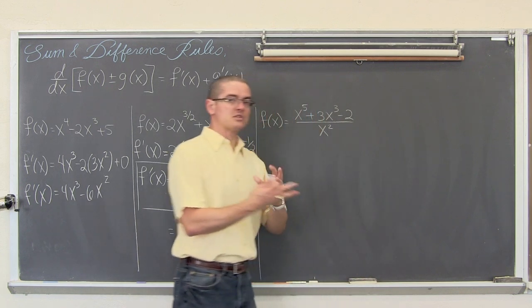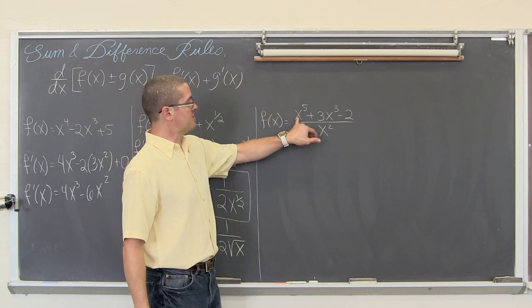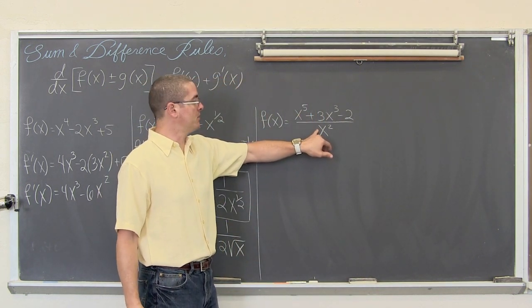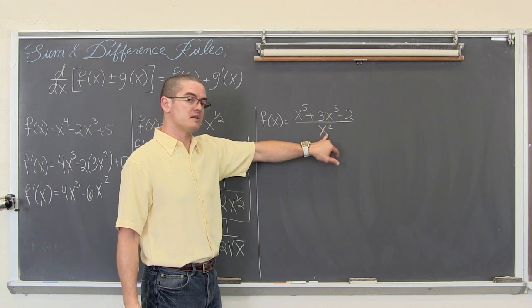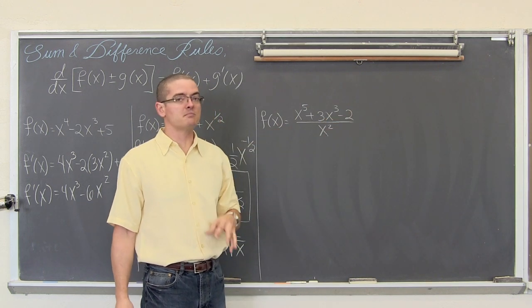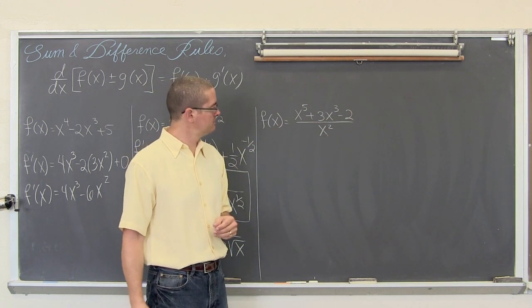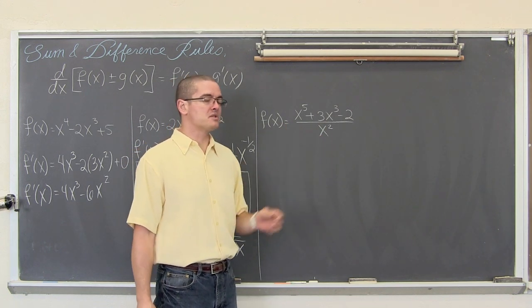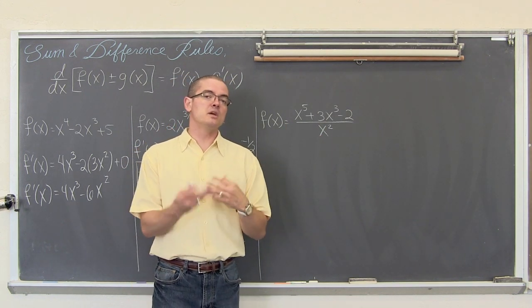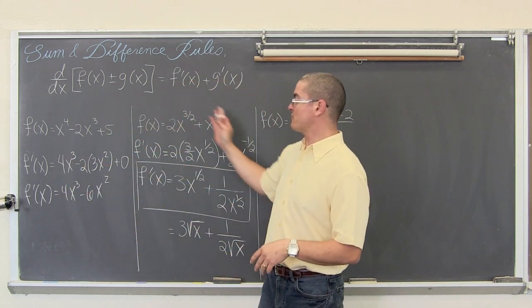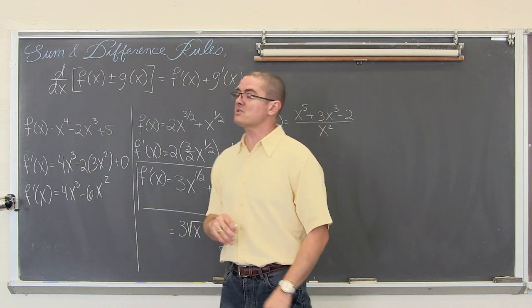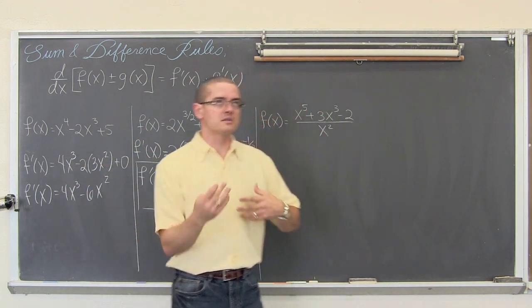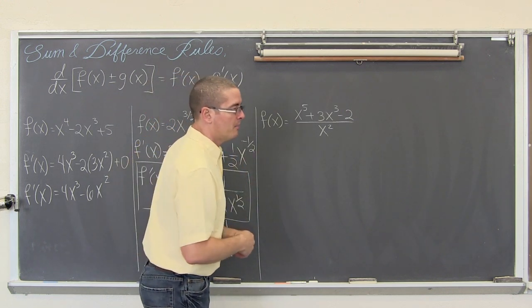That means that I can do just the reverse here. I have a term over x squared plus another term over x squared minus another term over x squared. So we're going to pull this apart into separate terms, re-simplify and get it to look like these first two examples, and then we can apply the sum and difference rule along with the constant multiple rule and the power rule.